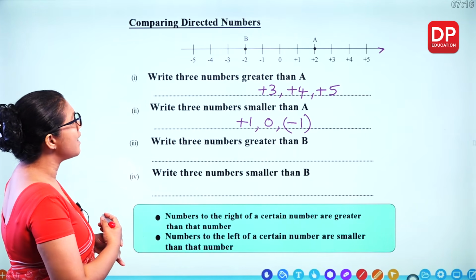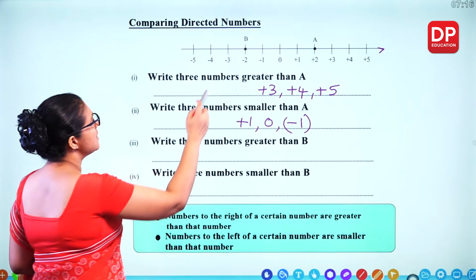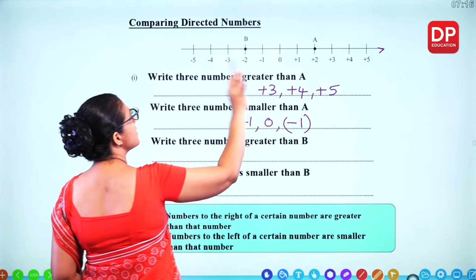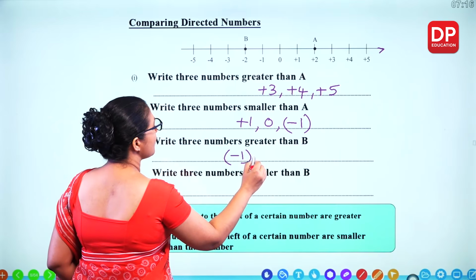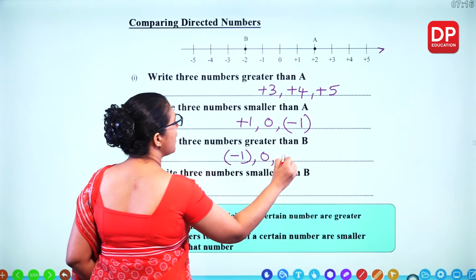Write 3 numbers greater than B. B is here. Greater means towards the right side. So you can write -1, 0, +1.